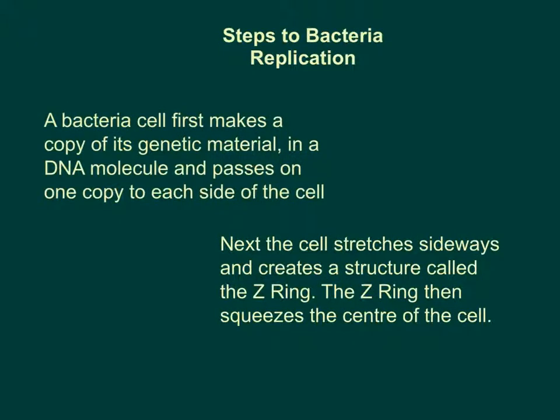These are the steps to bacteria replication. A bacteria cell first makes a copy of its genetic material in a DNA molecule and passes on one copy to each side of the cell. Next, the cell stretches sideways and creates a structure called the Z-ring. The Z-ring then squeezes the center of the cell.